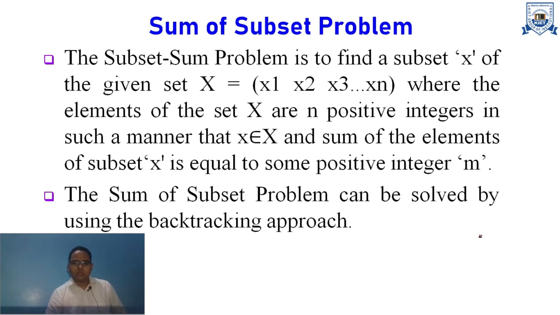So the sum of subset problem is nothing but finding a subset from a given set of n positive integers in such a manner that the subset we are picking is from the main set only, and the sum of the elements of each subset that we find must be equal to some given integer m. So that means we are finding a subset from a given set, and that subset must sum to the given integer m. Let's try to solve this problem using the backtracking approach.